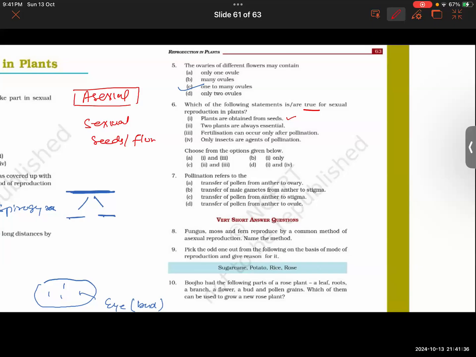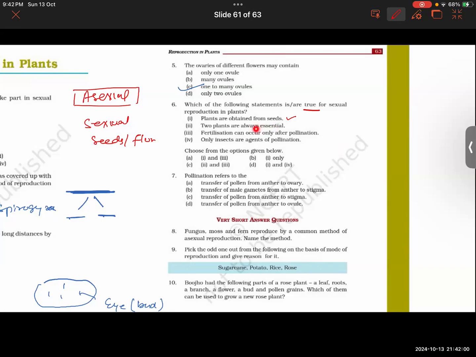No, actually, there are two correct statements in this data. Two statements are correct. It is not necessary to have two plants for sexual reproduction to take place. So the answer is option number A. Yeah, indeed, that is correct.